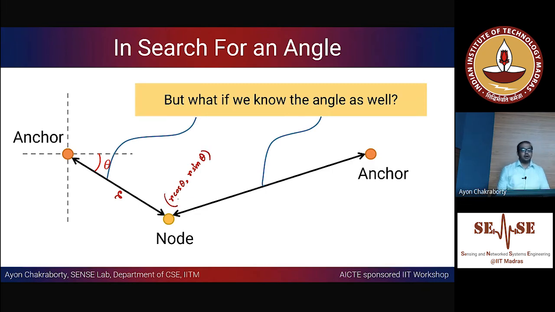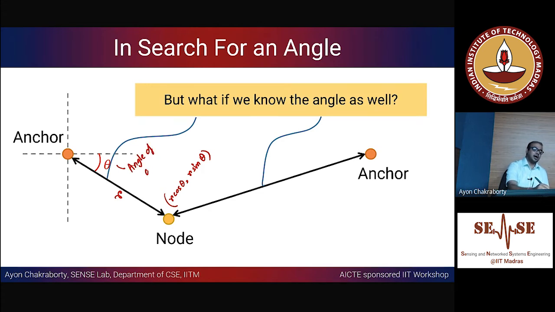So if you know the range along with the angle, then you don't need multiple ranges. Just with the angle and the range, you can resolve the location with respect to the anchor. Okay, so now we have to see, at least at a basic preliminary level, what kind of technologies exist to compute this angle. How can this angle be computed? And this is known as the angle of arrival.